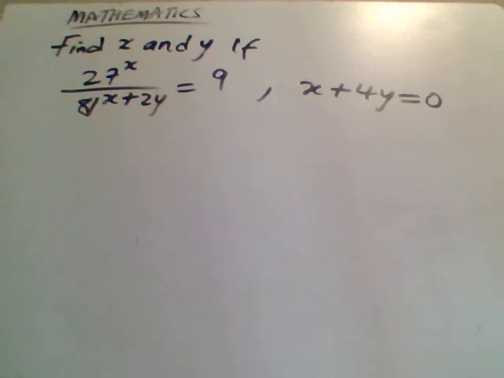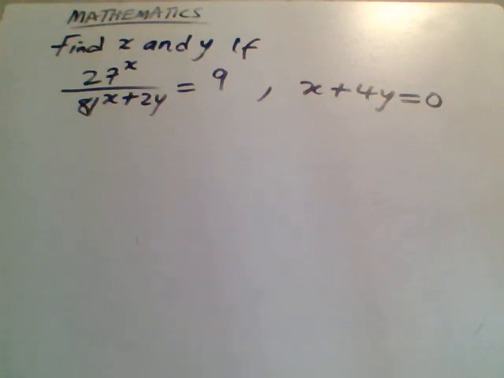Good day, students. As you can see, we are required to find the value of x and y if 27 to the power of x divided by 81 to the power of x plus 2y is equal to 9 and x plus 4y is equal to 0. So how do you find the values of x and y respectively?